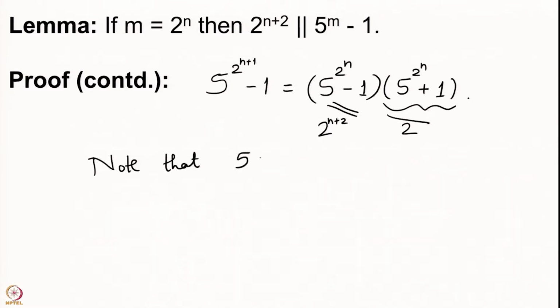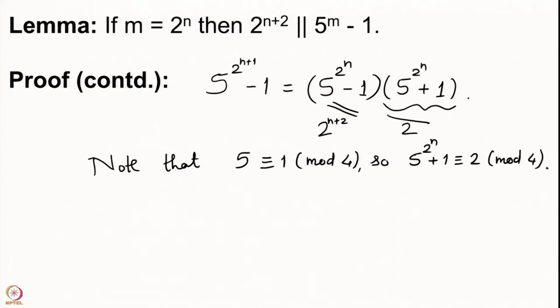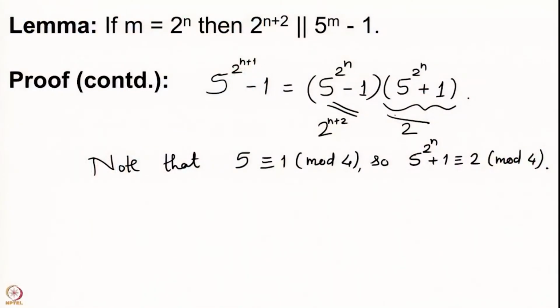that 5 is congruent to 1 modulo 4. So, 5 power anything plus 1 is going to be congruent to 2 mod 4. Any power of 5 is going to remain congruent to 1 modulo 4, and therefore, when you add 1 to that you are going to get 2 modulo 4. So, 4 will not divide this number, and therefore, we will say that 2 exactly divides 5 power 2 to the n plus 1.